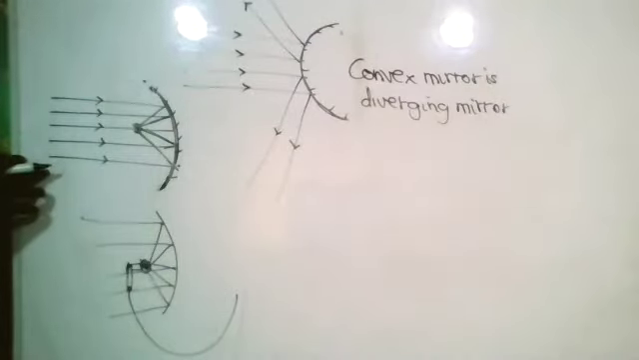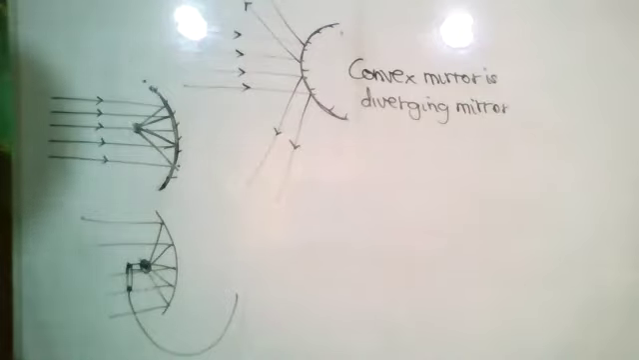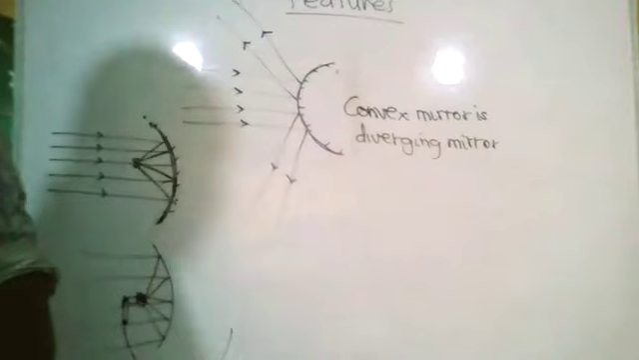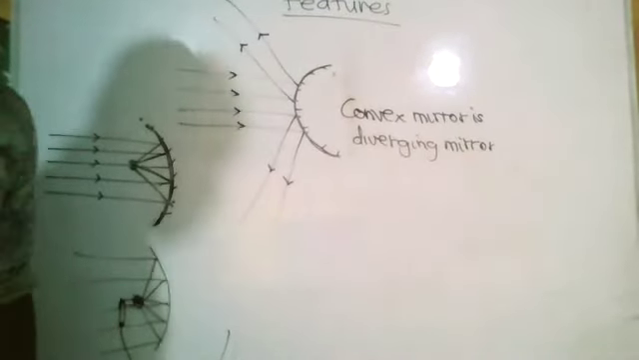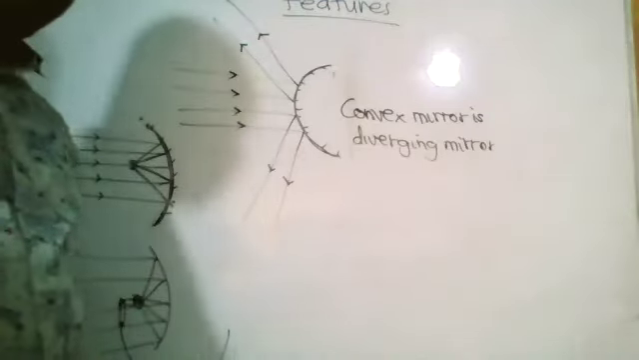So concave is converging, convex is diverging. Please, is that understood? Class, is that okay? Yes, please.